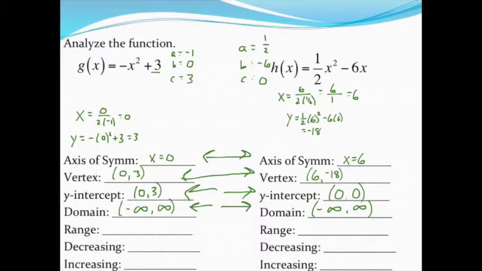For these last 3, the range, and then where I'm decreasing and increasing, I'm going to want to make a sketch. So again, if you pause the video and want to try these on your own, you can do that. Otherwise, let it play through. And real quick, you'll see my sketches pop up, and then how I determine the range and where it's increasing and decreasing after that.